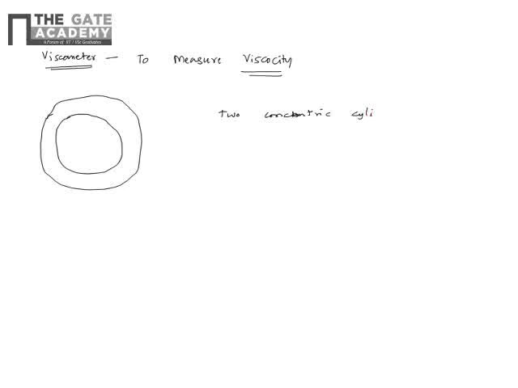In your first year of BTech, in the workshop, you would have seen a lot of viscometers and how to measure viscosity. But the basic idea is you have two concentric cylinders with a fluid in between. Now torque is given to the inner shaft.